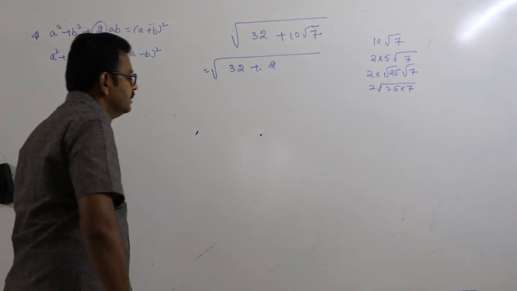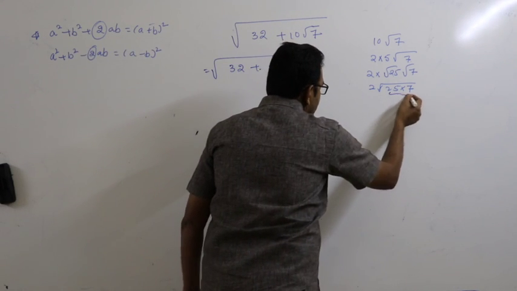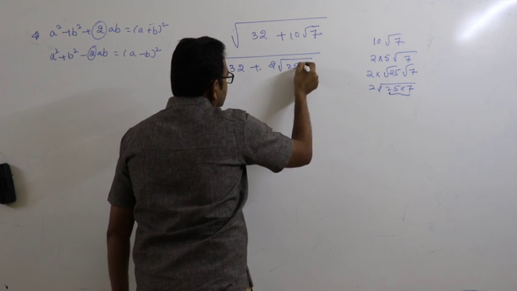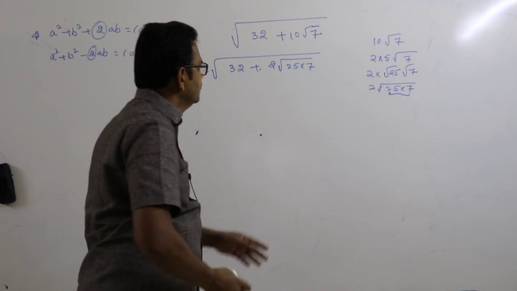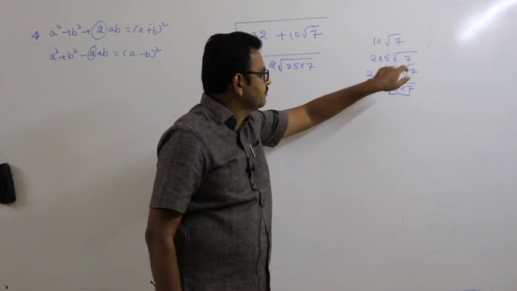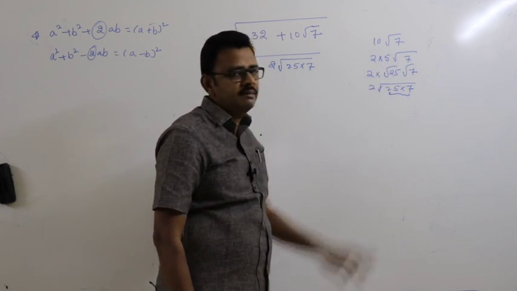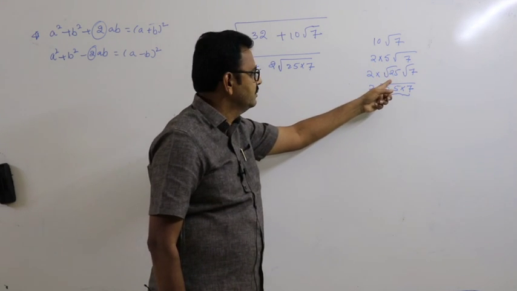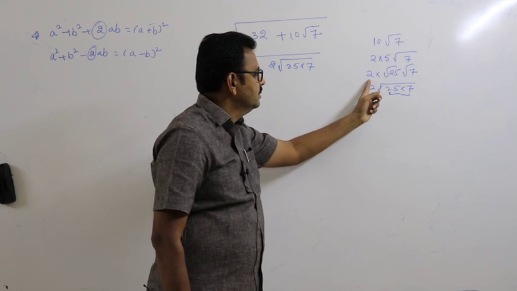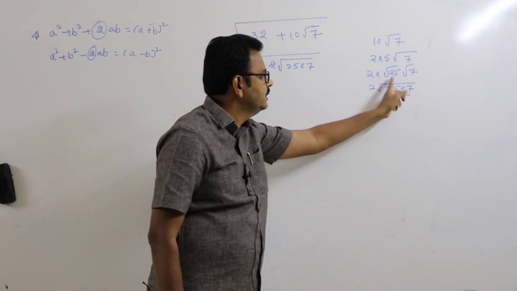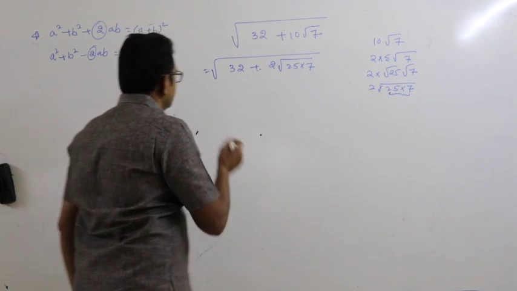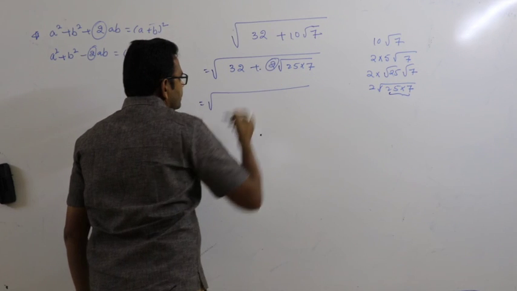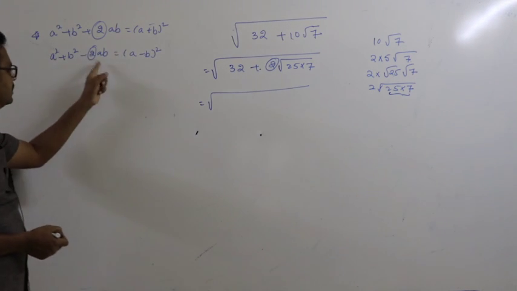So this is 25 into 7. Now the sum of these two is 32. So 2 root, this is 25 into 7. See once again, 10 root 7 is 2 into 5 into root 7. Root for this 5 can be written as root of 25. Root 25 is 5. So that is 2 into root 25 into root 7. That is equal to the square root of, because always you have to reduce to 2 root something, plus 2ab or minus 2ab.